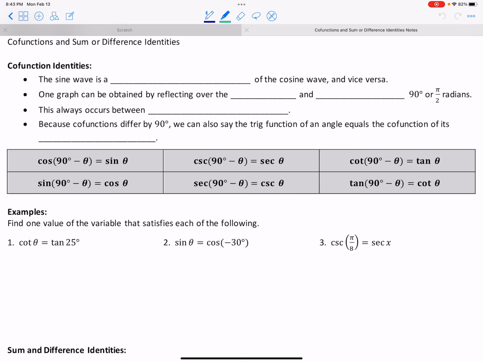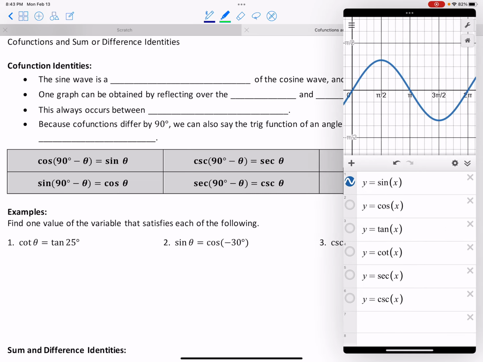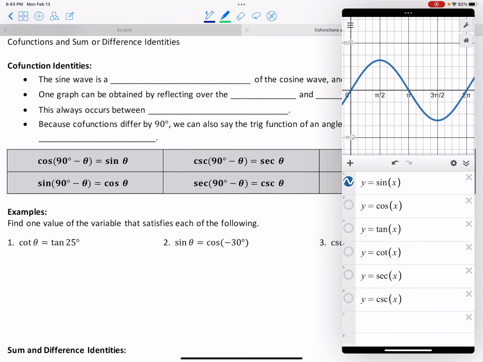Now, in order to understand these cofunction identities, which are in this big box here, it's really helpful to talk about the graphs of our functions first. So I'm going to start with the sine wave and its cofunction, which is the cosine wave. If we look at the sine wave, hopefully it's easy to see the connection between the sine wave and the cosine wave, which I just populated there in green, in terms of transformations.